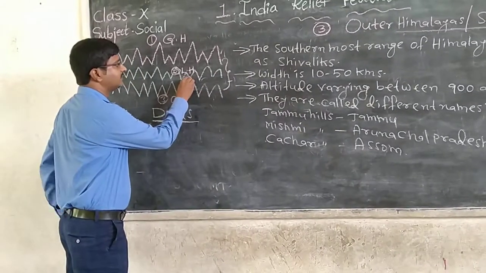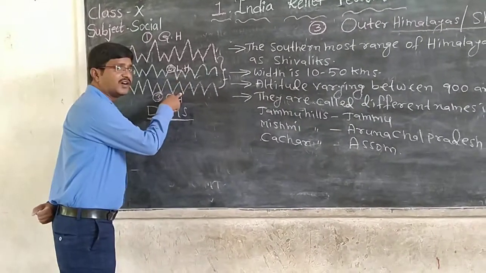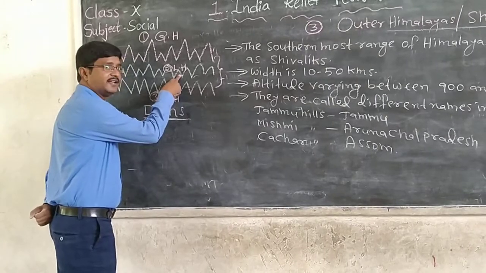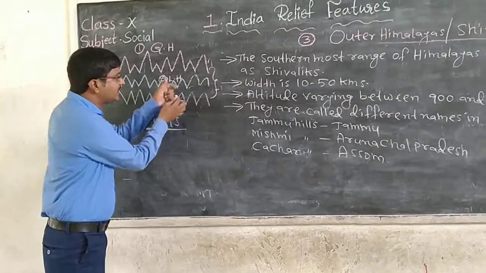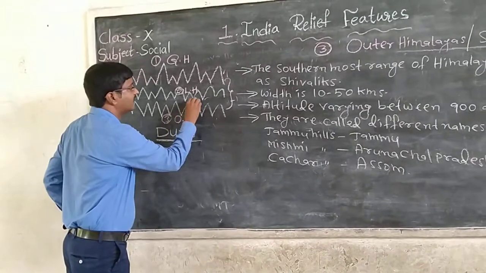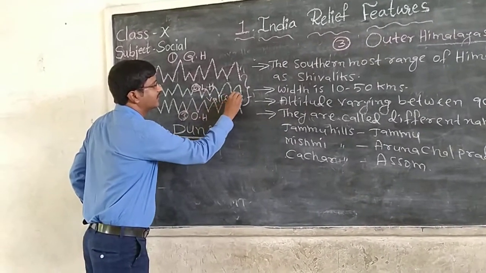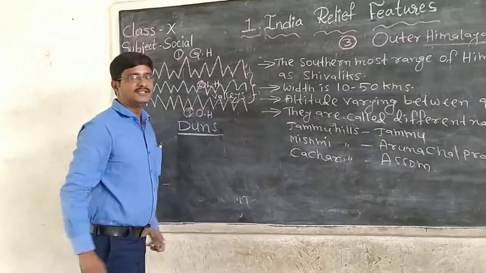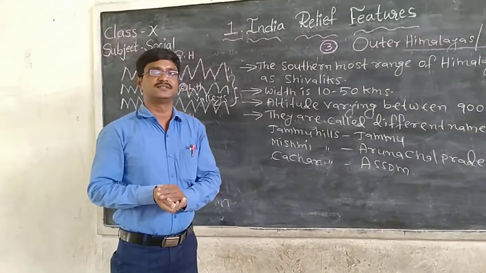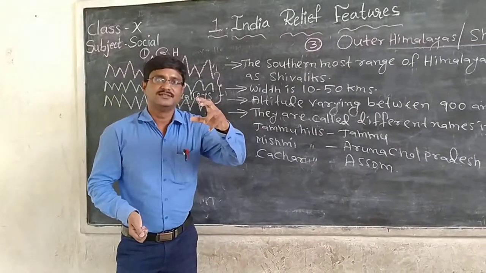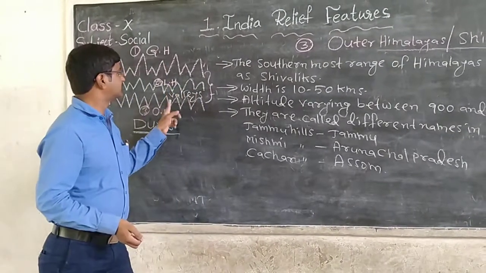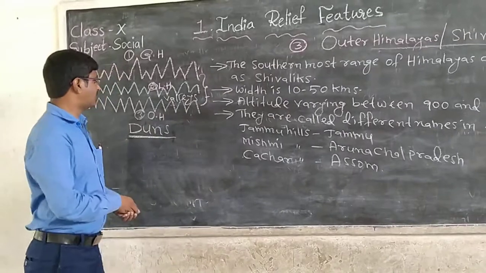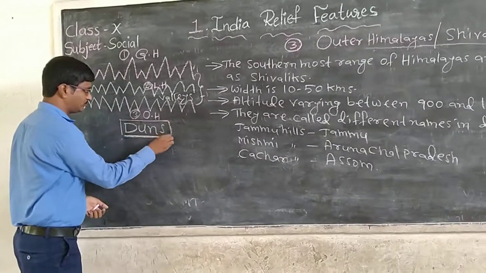Take the Lesser Himalayan range and the Shivalik range. How are they separated? They are separated with valleys. Between Lesser Himalayas and Shivaliks, there are some valleys. The valleys which are lying between the Lesser Himalayas and Shivalik mountains are called dunes.